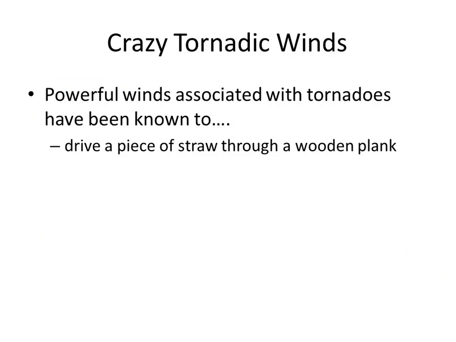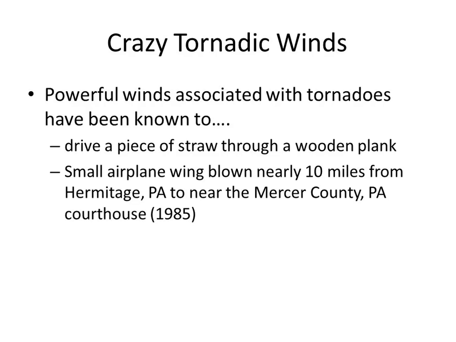Okay, so those crazy tornadic winds, right? They can do some strange things. They can take something that's pretty weak and drive it through something that's solid, like straw through a wooden plank. Relocating something heavy, like an airplane wing, 10 miles. If you're not familiar with what a gravity wagon is, I looked it up: during harvest season, farmers tow them with their grain. Relocating it a mile down the road.